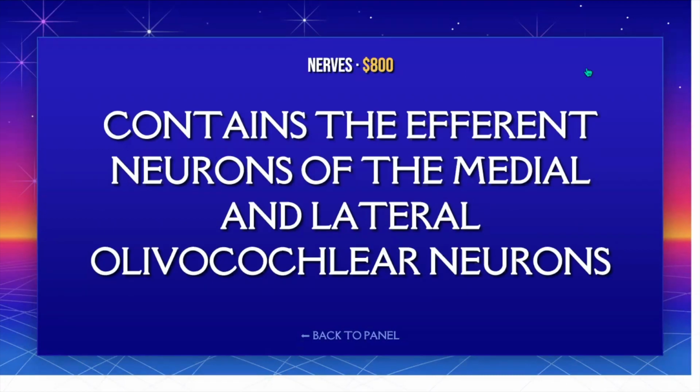For 800, we have this contains the efferent neurons of the medial and lateral olivocochlear neurons. The answer to this is, what is the olivocochlear bundle? The olivocochlear bundle originates from the brainstem, and the medial olivocochlear neurons inhibit outer hair cells to prevent damage due to noise trauma.